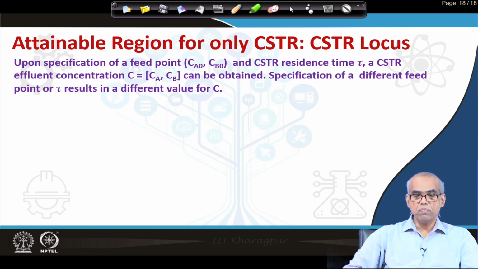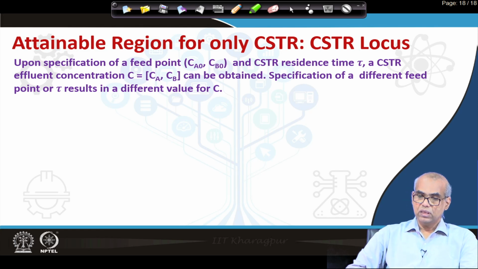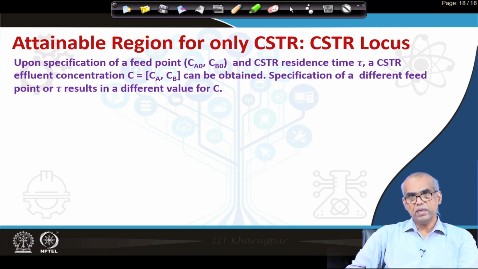So, upon specification of a feed point CA0, CB0, in this particular case 1, 0, and CSTR residence time tau, a CSTR effluent concentration can be obtained. CSTR effluent concentration will be indicated by the concentration vector CA, CB. Specification of a different feed point or different space time will result in a different value of the concentration vector C.